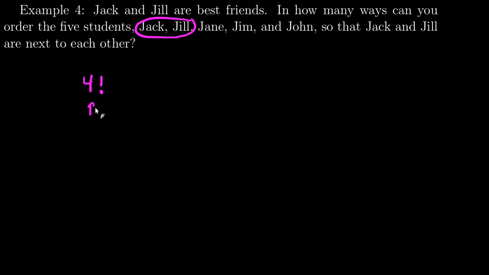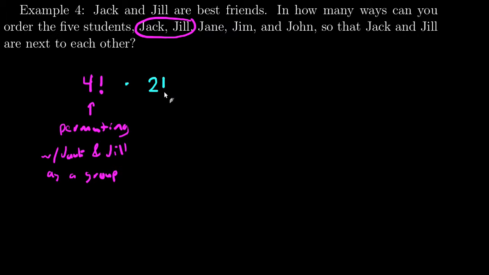So this is permuting with Jack and Jill as a group. And then finally, I need to figure out how many ways Jack and Jill can rearrange themselves. There are only 2 people here, so that's 2 factorial. So I can multiply this by 2 factorial.